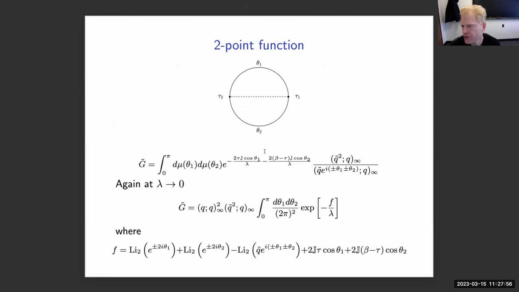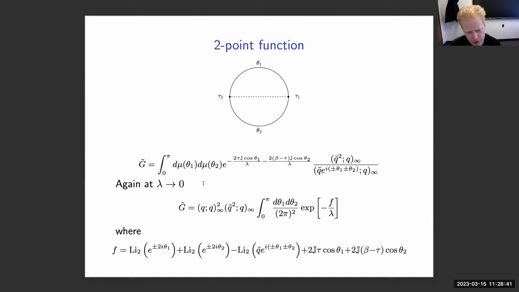Now for this two-point function, it's again known what it is in double-scaled SYK. If we think about the Euclidean time as a circle, then we have two insertions of operators, and we consider the energies that flow here and here, theta 1 and theta 2. In the energy representation, it's just the integral over these two energies, coupled to the time differences, which are tau and beta minus tau, in the thermal ensemble. The only thing that remains is basically the matrix elements of the operators, and they are again some combination of these q-Pochhammer symbols.